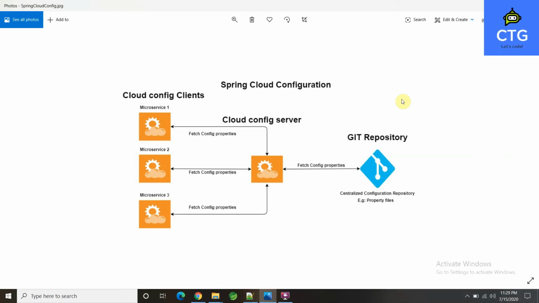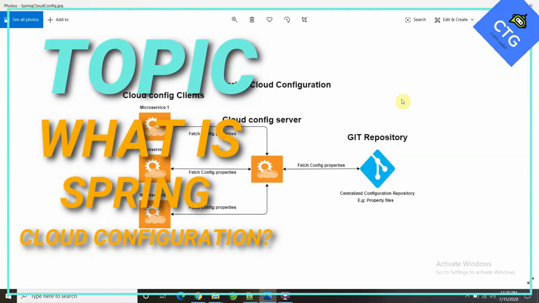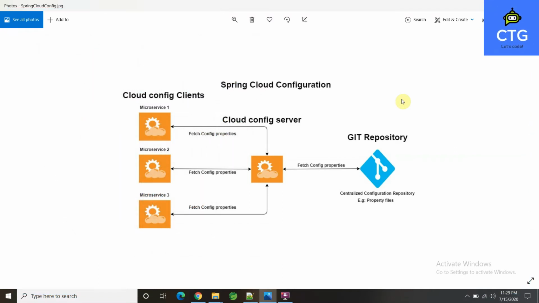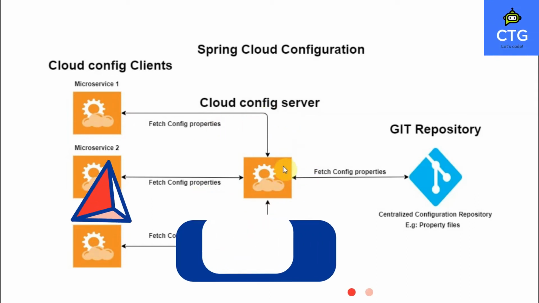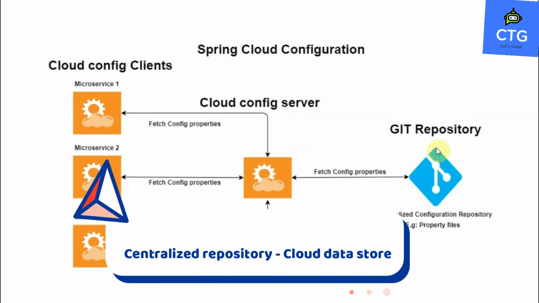So let's discuss Spring Cloud configuration. So what is Spring Cloud configuration? You can ask me the question. Basically, Spring Cloud configuration is a tool, a framework provided by Spring Cloud to maintain all the configuration files, all the microservices' configuration files, in a centralized repository.